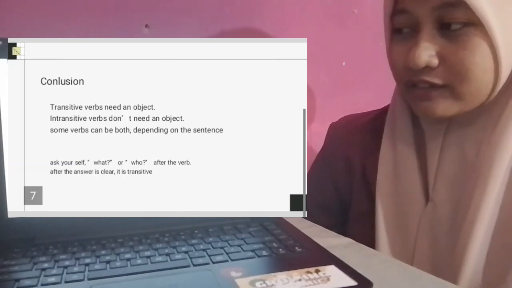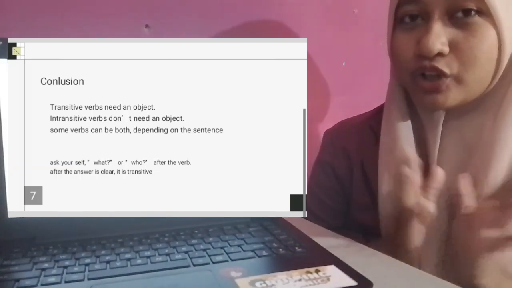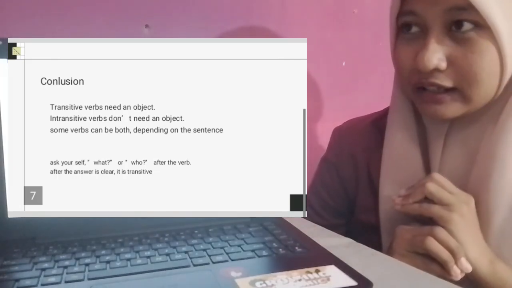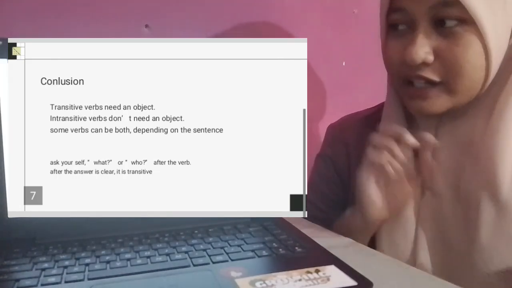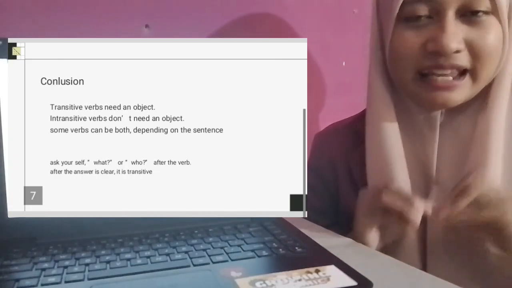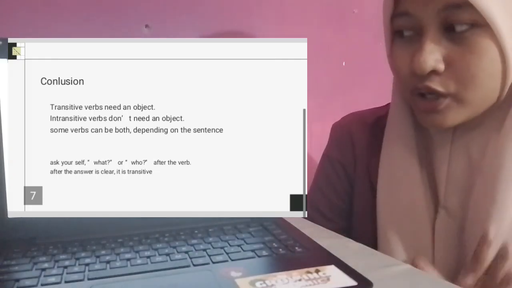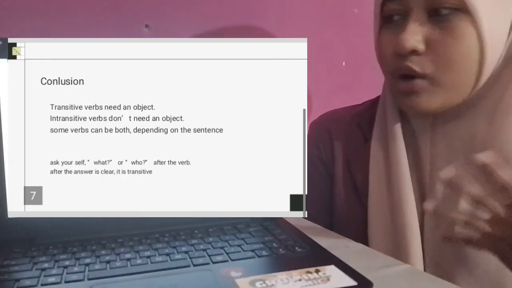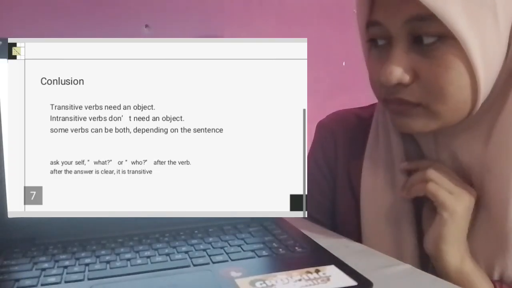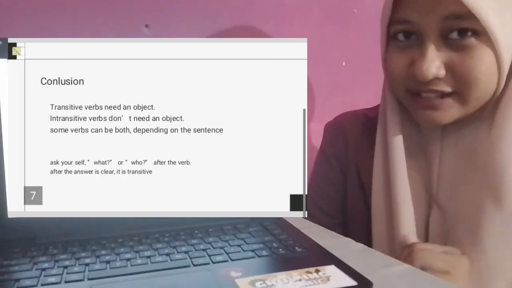Okay, here is a tip for you, so you can easily recognize which are transitive verbs and intransitive verbs: ask yourself what or who after the verb. If the answer is clear, then it is transitive.